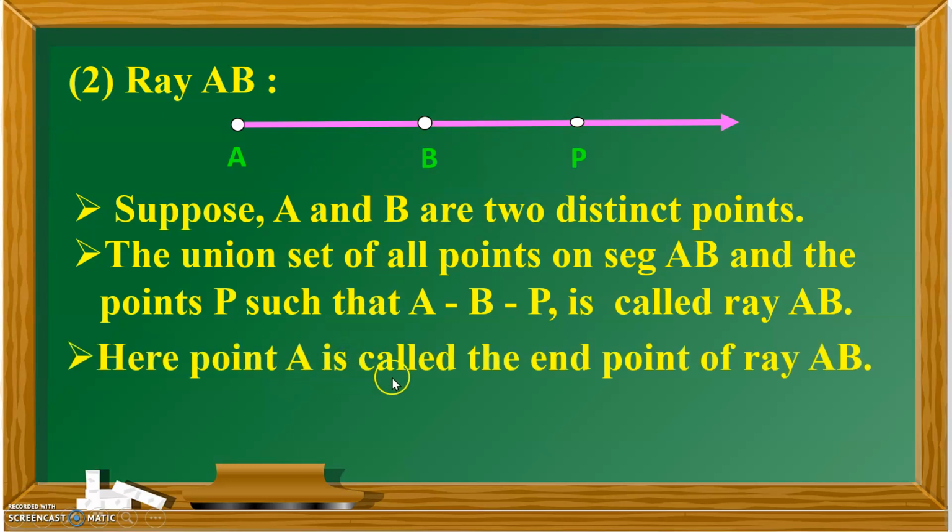Here point A, this point A is called the end point because the ray is in this direction. A is the end point. If the ray was in this direction, depending from where it is starting, we would have called it the end point or the origin.